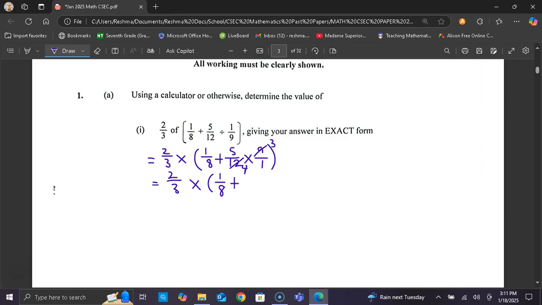So let's multiply the numerators. 5 by 3 is 15, and then the denominator, 4 by 1 is 4. So I have 1/8 plus 15/4 inside the bracket. So let's convert the 15/4 to an equivalent fraction out of 8, since 8 is the LCM of 8 and 4. So I have 1/8 plus... if the denominator has to be 8 instead of 4, it means I have to multiply by 2. So 15 by 2 will be 30, and then that is out of 8. So then finally we have 2/3 multiplied by 1/8 plus 30 over 8, which will be 31 over 8.